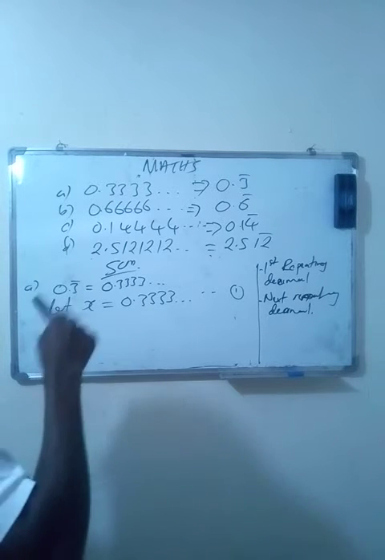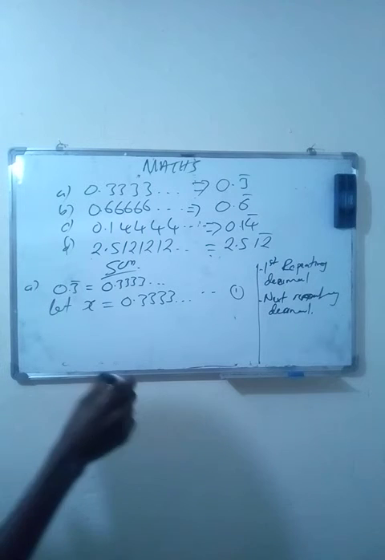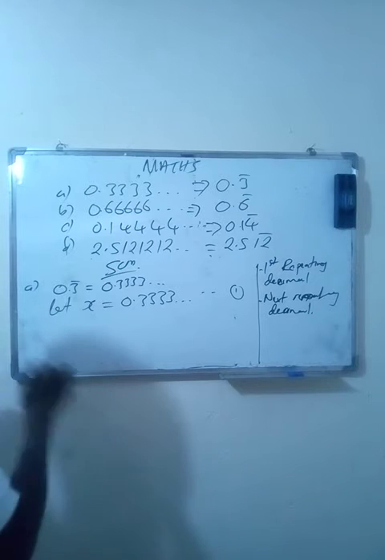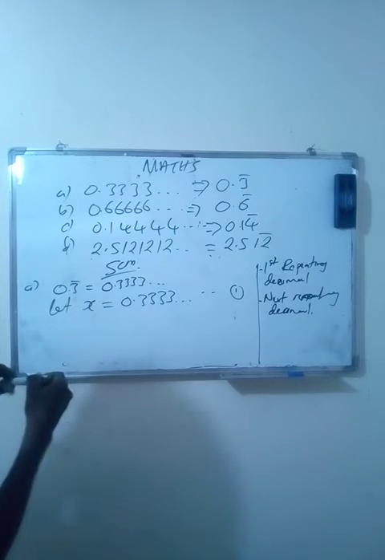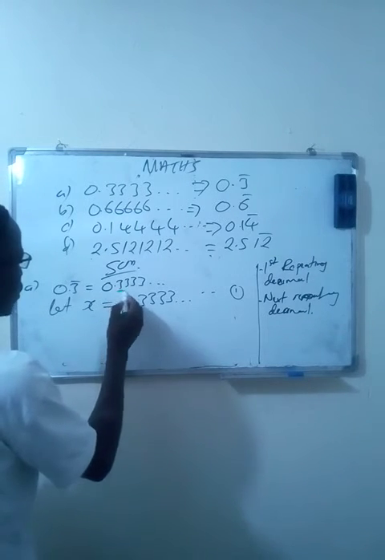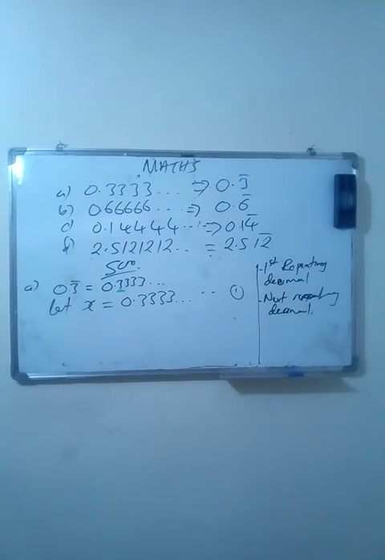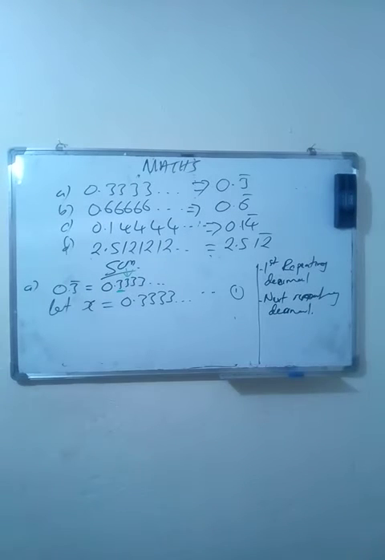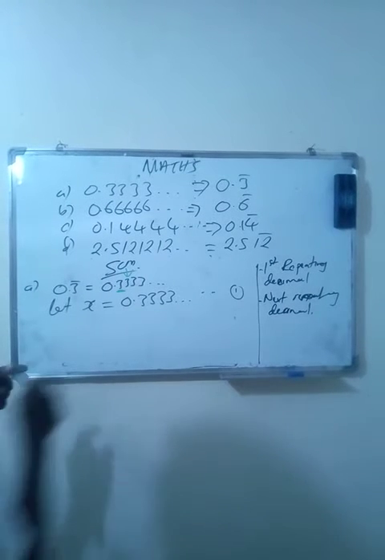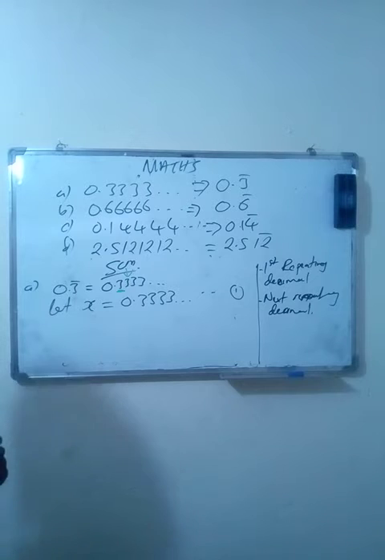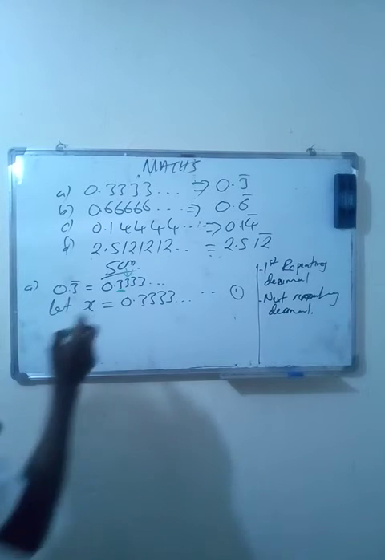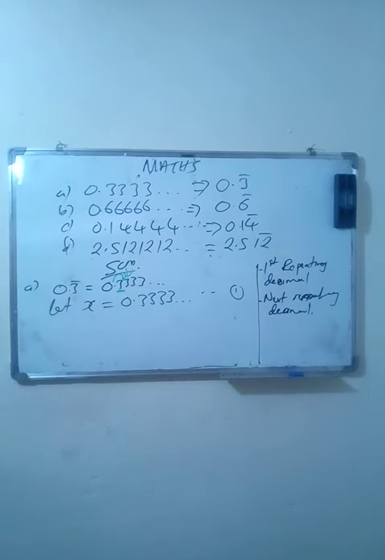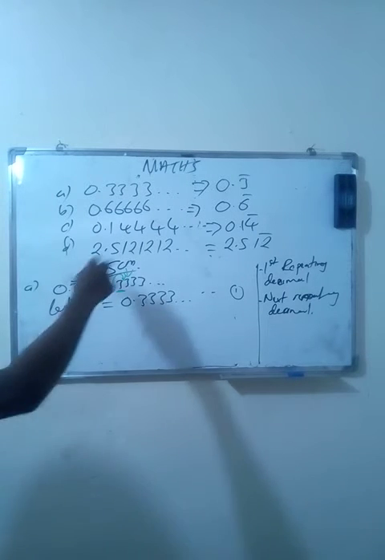Now if it's already at the first repeating decimal, we just have to move it to the next repeating decimal. Now how do we do that? In this case, the decimal point is already at the first repeating decimal. The first 3 there is the first repeating decimal, and the second one here is the next repeating decimal. So we have to move this point to the next repeating decimal.